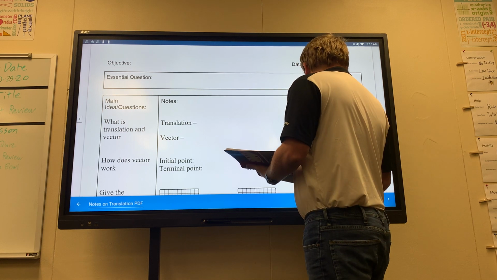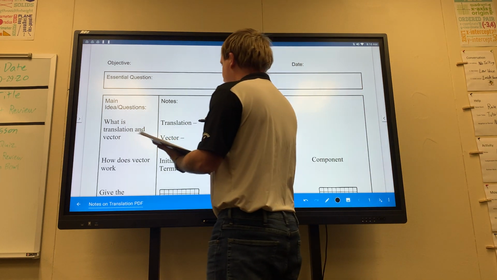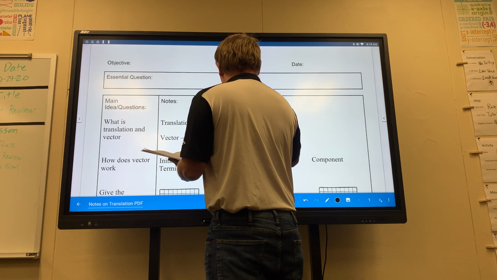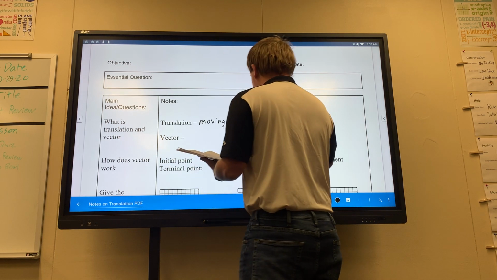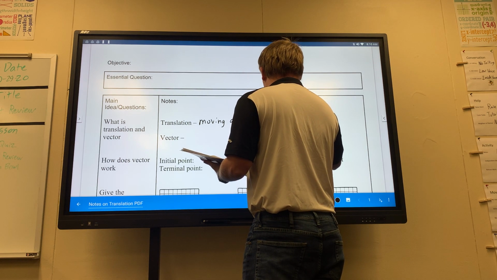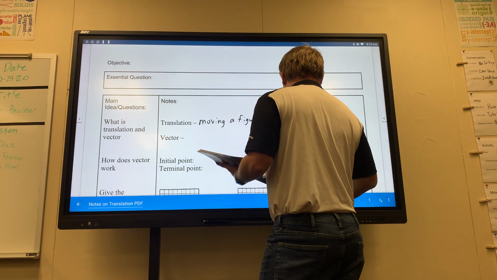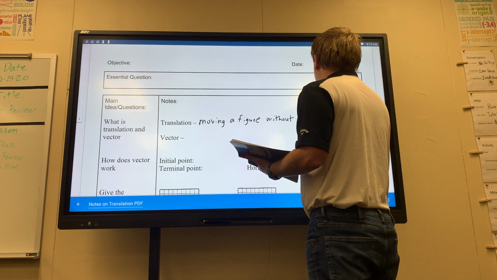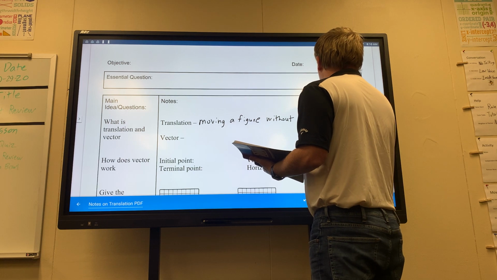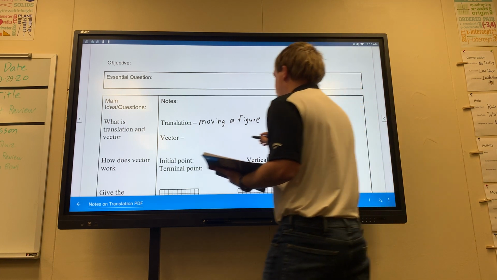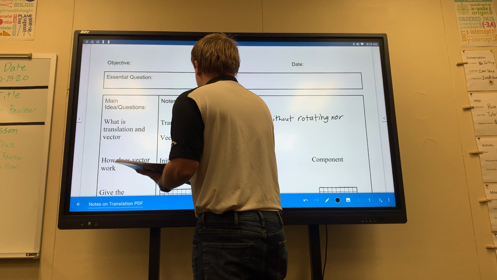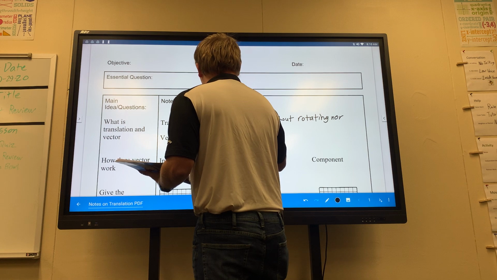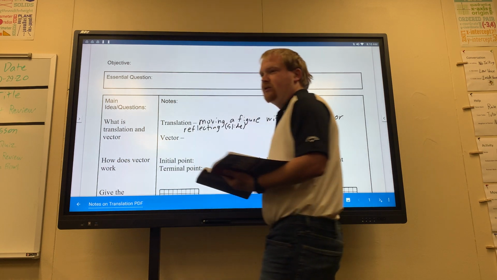Well, first off, translation is moving a figure without rotating nor reflecting. So initially what we're trying to do is we're trying to slide the figure, okay?